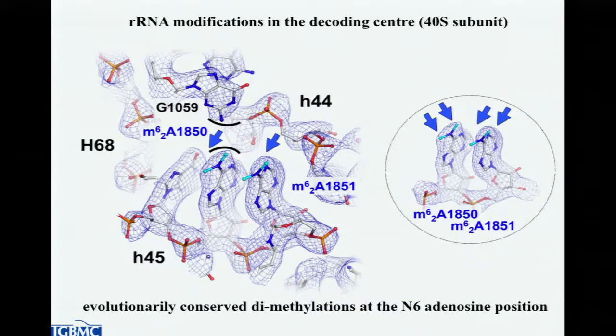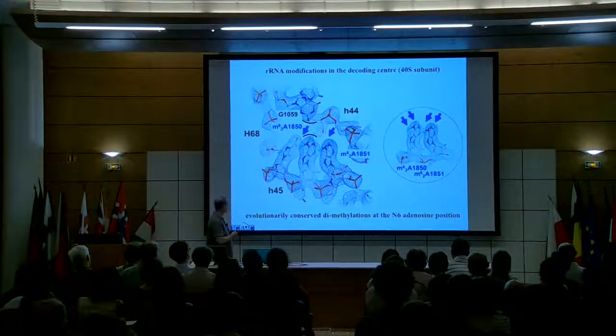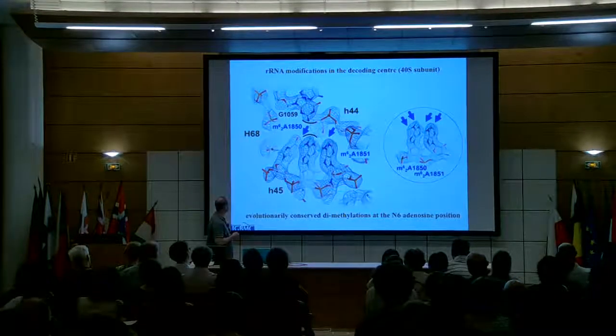And then another example, in the decoding center on the 40S subunit, you have this very beautiful pair of adenines being modified. Here you see dimethyl groups, and these are actually conserved positions in terms of evolution, and this is in the decoding site, so crucial for decoding events.